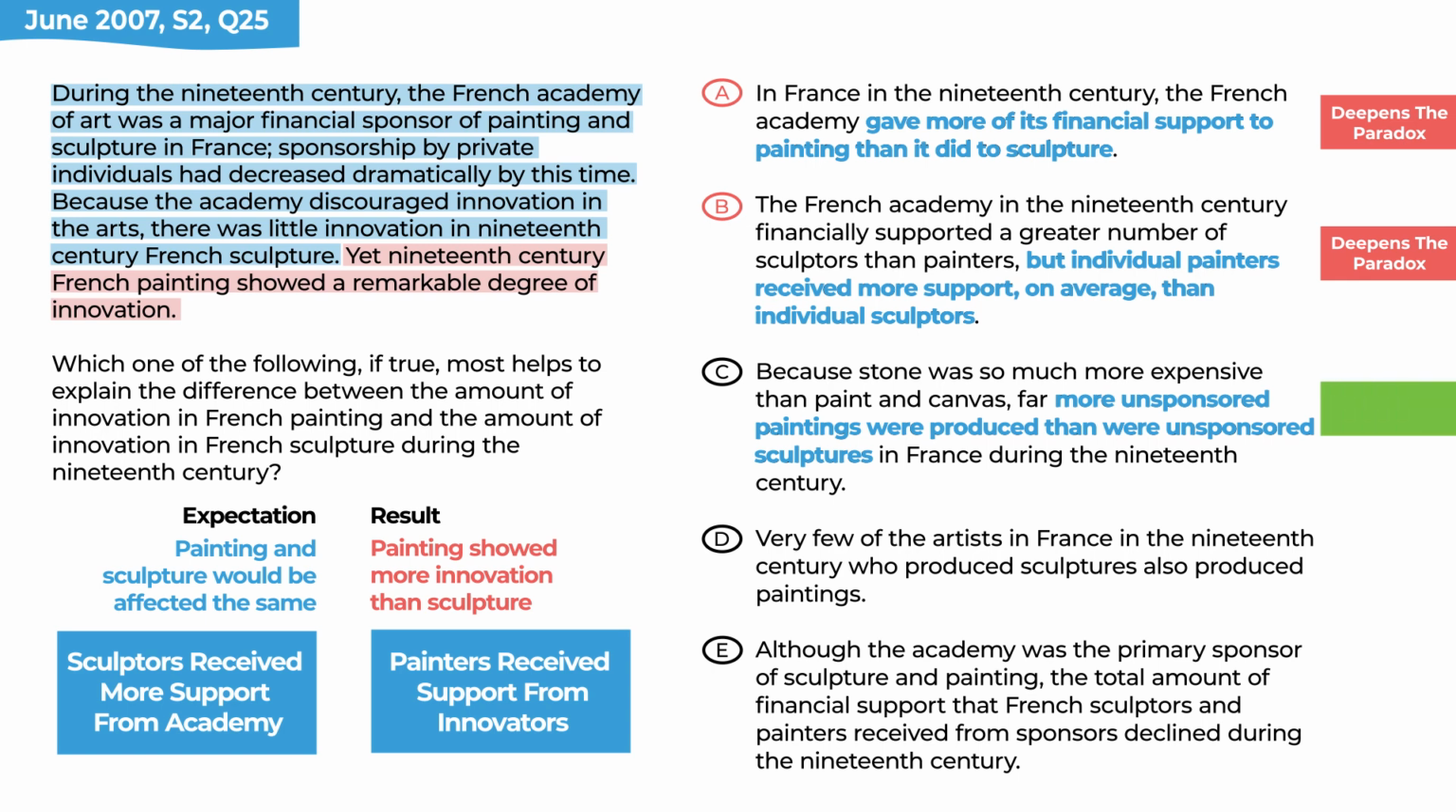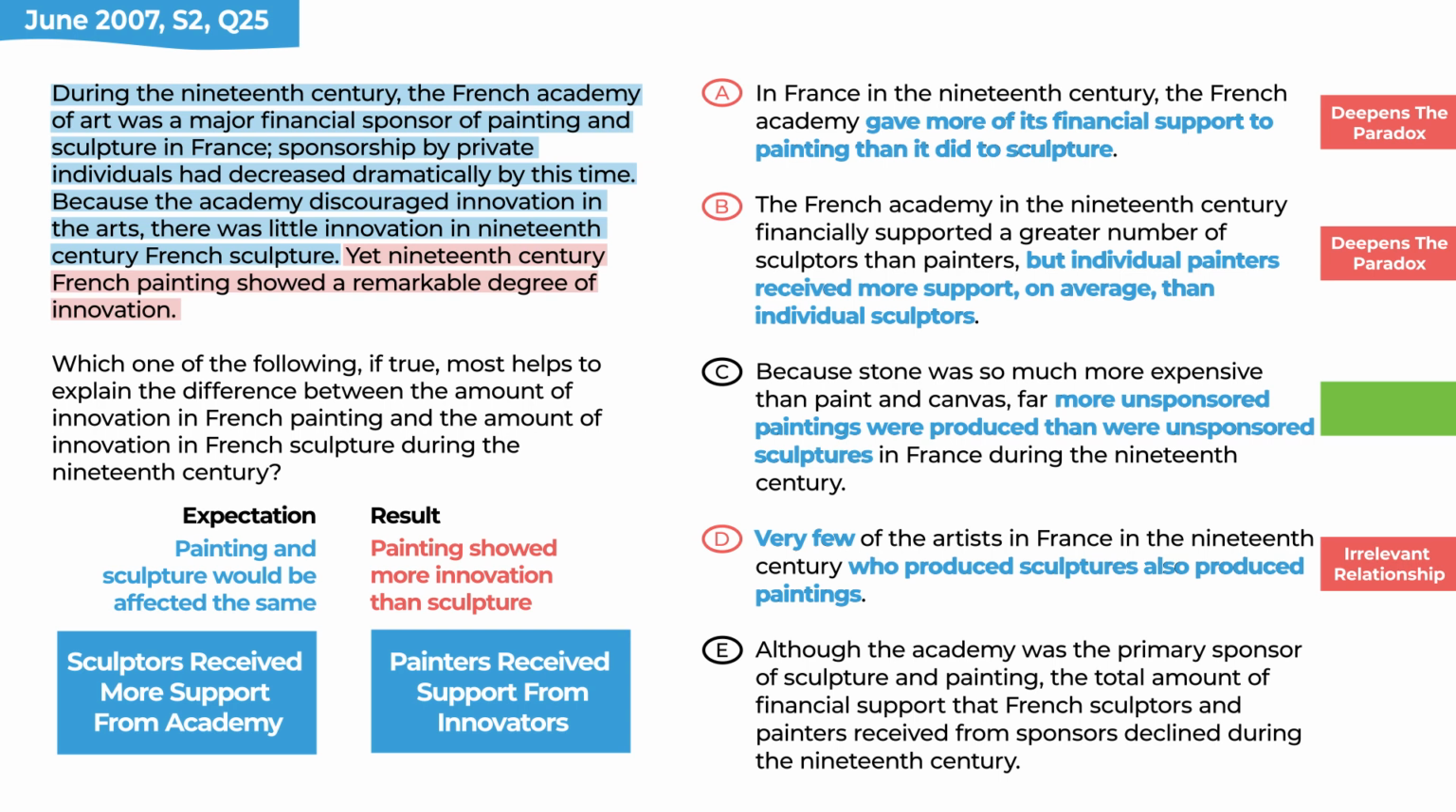Answer choice D says that very few of the artists in France in the 19th century who produced sculptures also produced paintings. Answer choice D does a pretty good job of making sure that the two groups are separate, that they're not the same individuals overlapping with each other. But suggesting that the two types of artists are separate doesn't explain the difference between them.